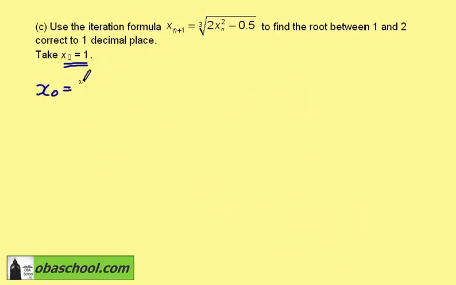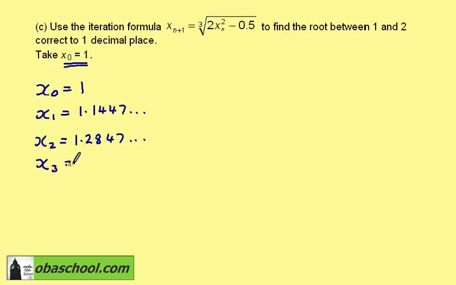So we have x0 is 1. We found that x1 was 1.1447 and so on. x2 we found to be 1.2847 and so on. And then pressing the button on the calculator again will give us the value of x3. This is 1.409 and so on. You should be checking that using our method with the answer button, you can reproduce these answers.